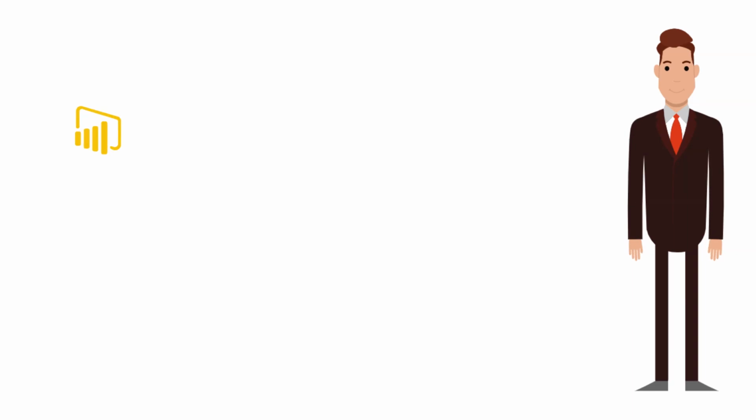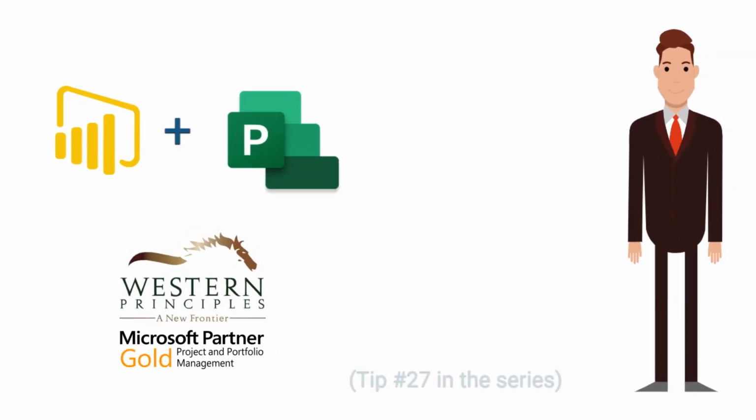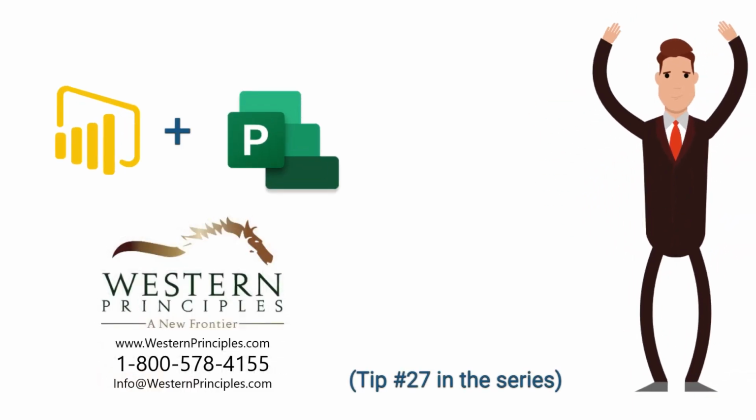One of the biggest frustrations a project executive faces is getting good project, program, and resource information to help make decisions. Power BI and Microsoft Project can solve this problem. Western Principles can help you get started.